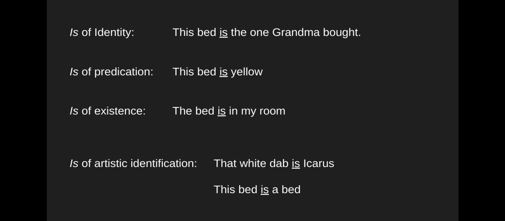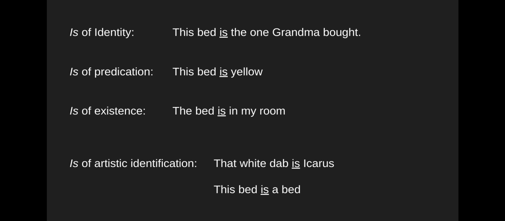So the first meaning is what's called the "is of identity." If I say something like, this bed is the one that grandma bought, I'm using that "is" to mean something like equals or is identical to, right? This bed right here is identical to, it just is equal to, the bed that grandma bought. So I'm using "is" to say, look, two things are identical to one another.